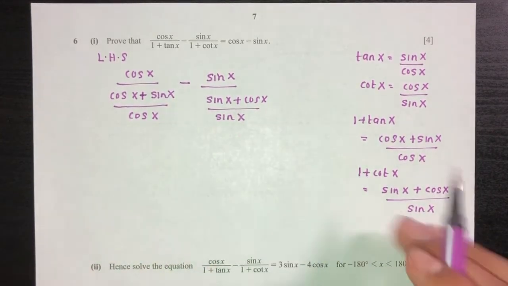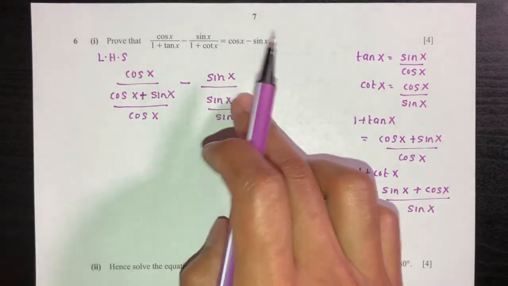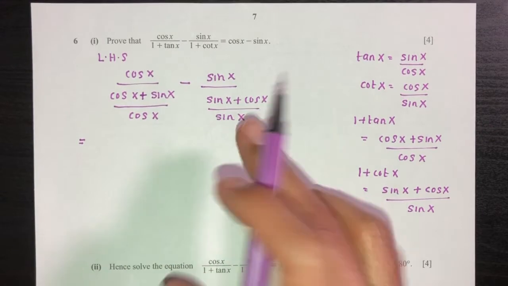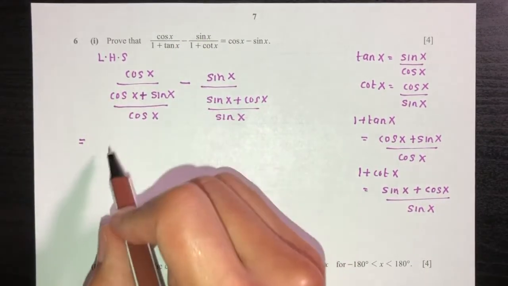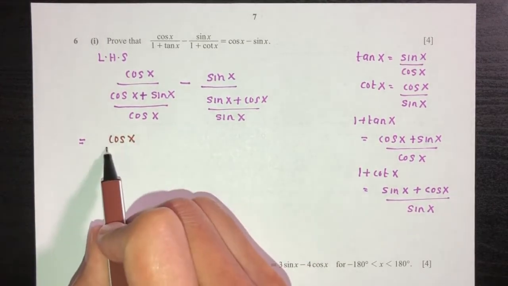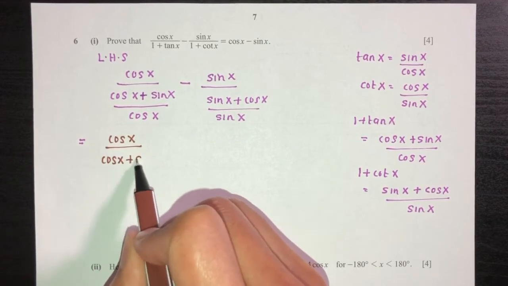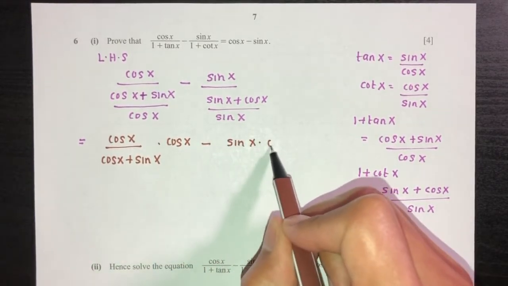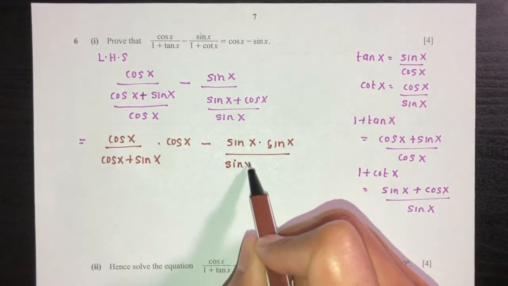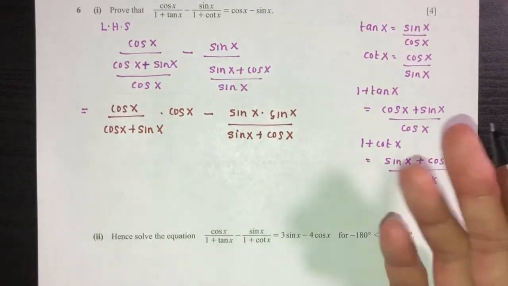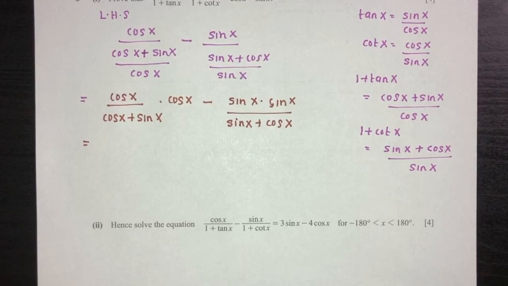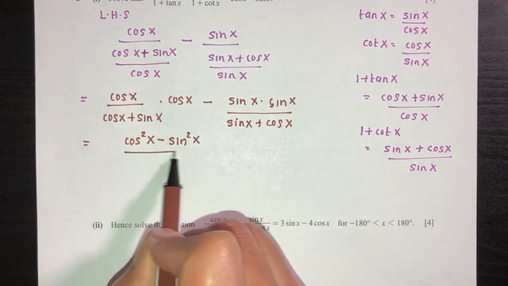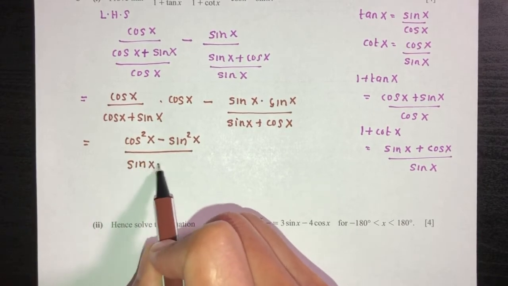So let's simplify this. So first thing you can do to simplify, we have to cross multiply. So let's simplify one by one because there are big numbers. This will become cos x times cos x over cos x plus sin x, minus sin x times sin x over sin x plus cos x. So now they have the same base already, as you can see. We can just combine them together. You will have cos square x minus sine square x over sin x plus cos x.